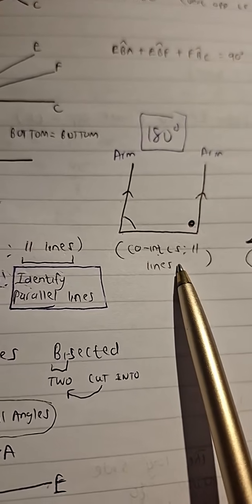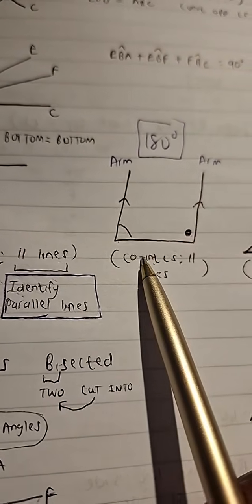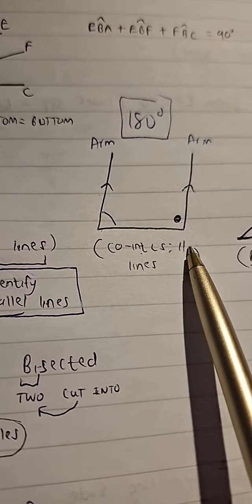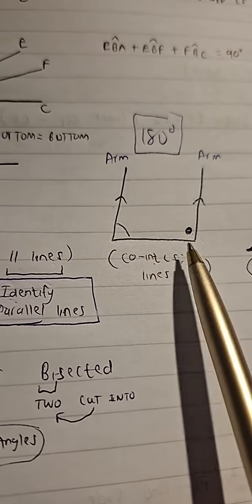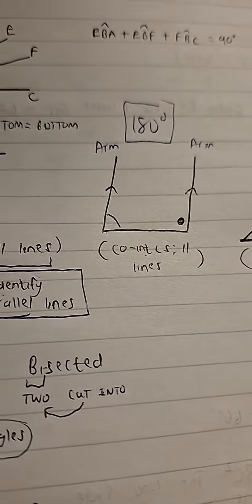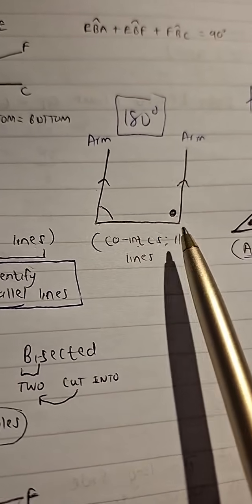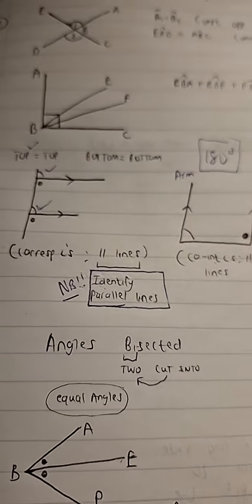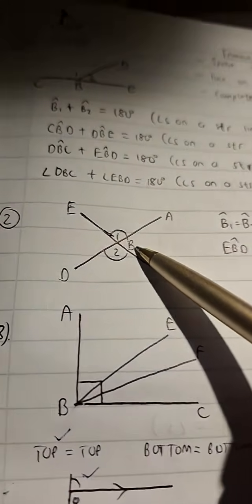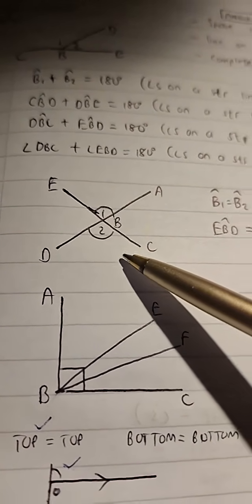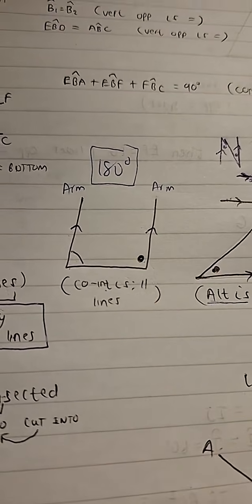Please, guys, we write co-interior angles. We don't write co-interior angles sub. We write co-interior angles, then we indicate the parallel lines. Yes, the angles themselves add up to 180, meaning they are supplementary. But when you write your reason, co-int angles, semicolon, you indicate the lines that are parallel. Nothing more, nothing else.